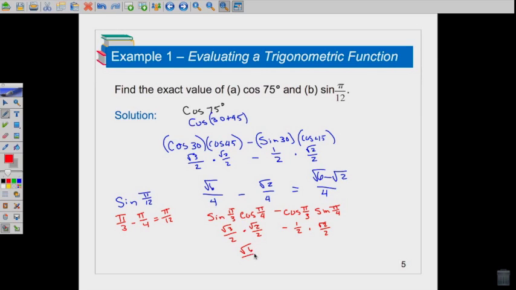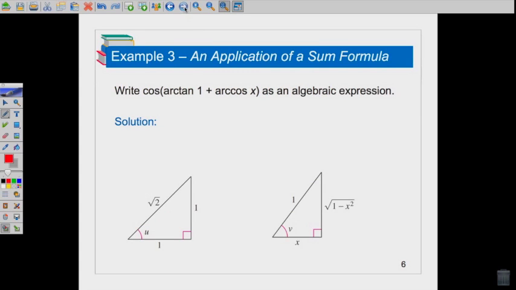I'm going to get the square root of 6 over 4 minus the square root of 2 over 4, which is going to evaluate to the square root of 6 minus the square root of 2 over 4. Beautiful. So using these sum and difference formulas really isn't that hard. It's figuring out what numbers you want to use to break up that value.